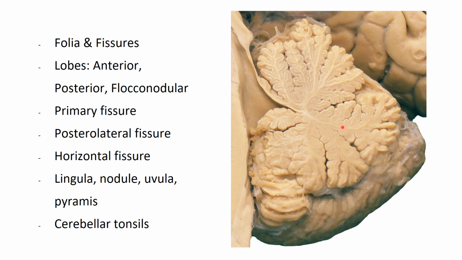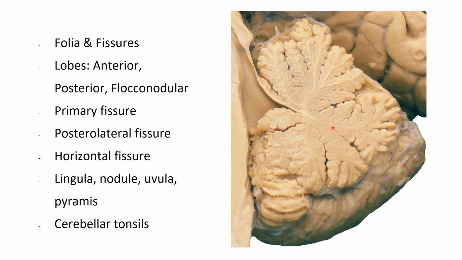All right, here we hit the cerebellum. So we have folia and fissures, kind of the same way we have gyri and sulci. So each little outcropping is a folia, and then each little indentation between is a fissure. We have 3 major lobes. So we have an anterior lobe, a posterior lobe, and a flocculonodular lobe.